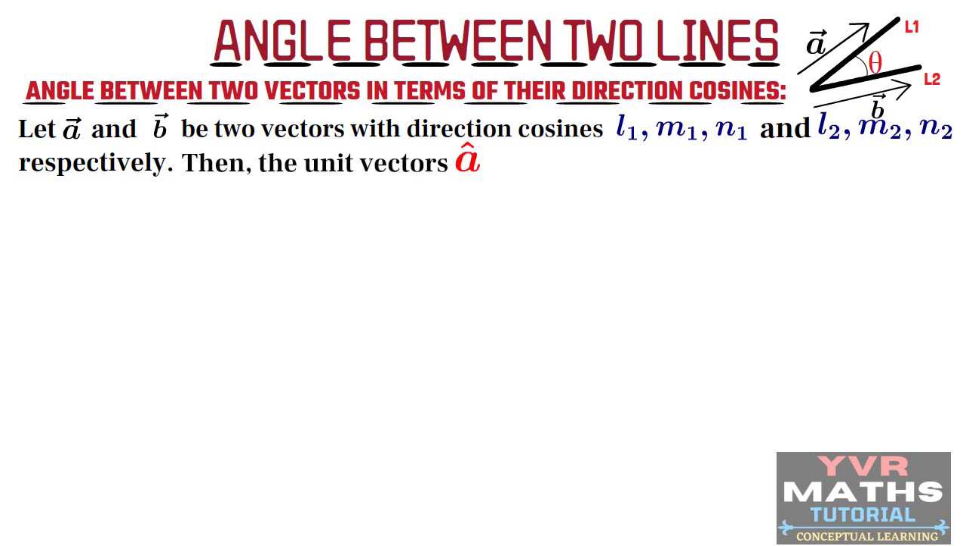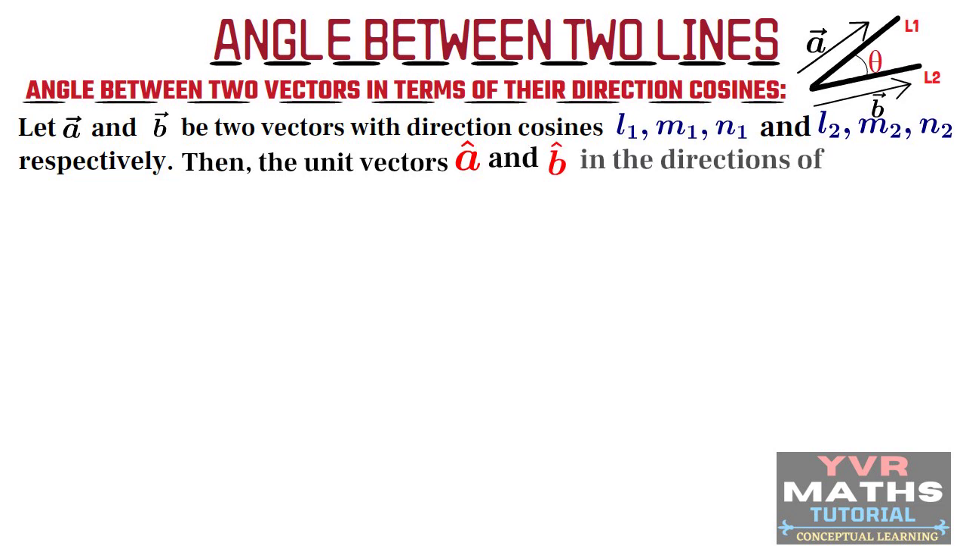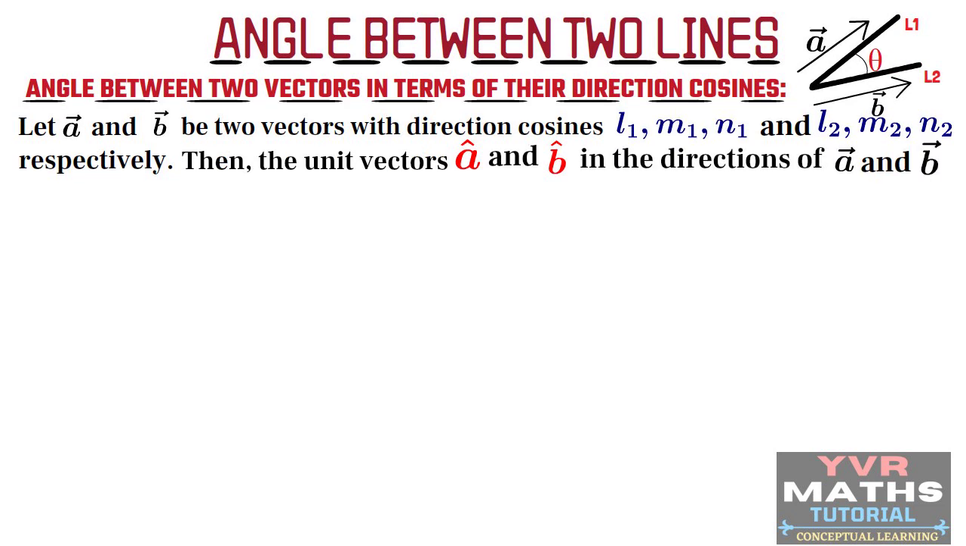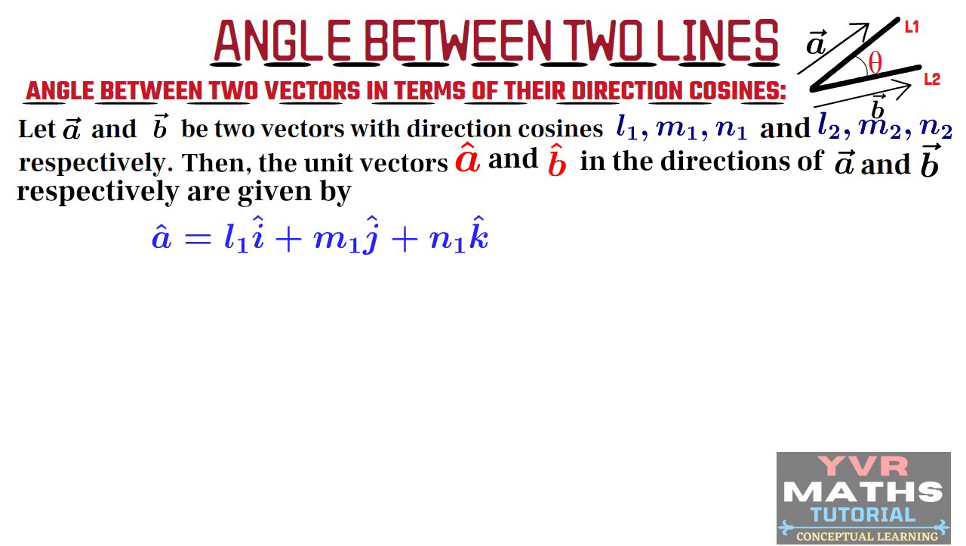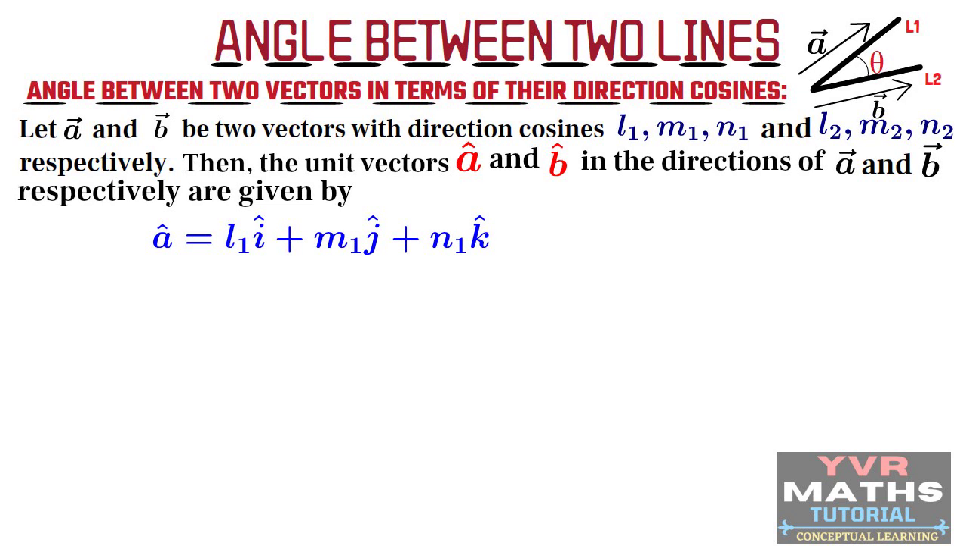So the unit vectors A cap and B cap in the directions of A bar and B bar respectively are given by, what is A cap? A cap is equal to L1 i cap plus M1 j cap plus N1 k cap. And what is B cap? B cap is equal to L2 i cap plus M2 j cap plus N2 k cap.